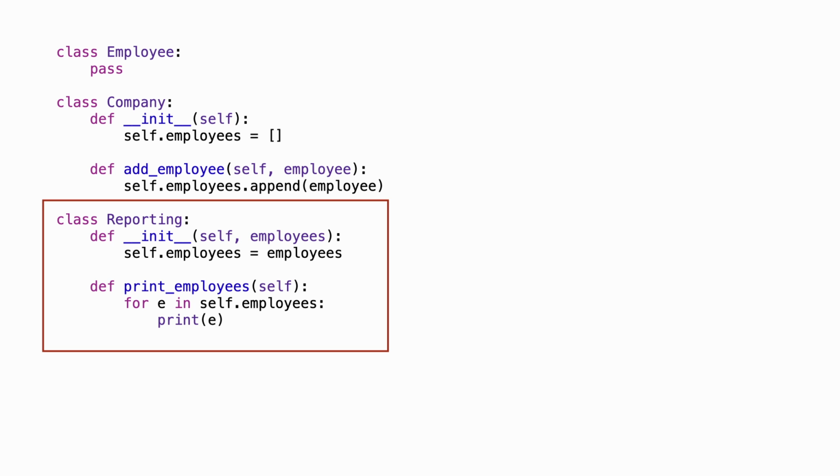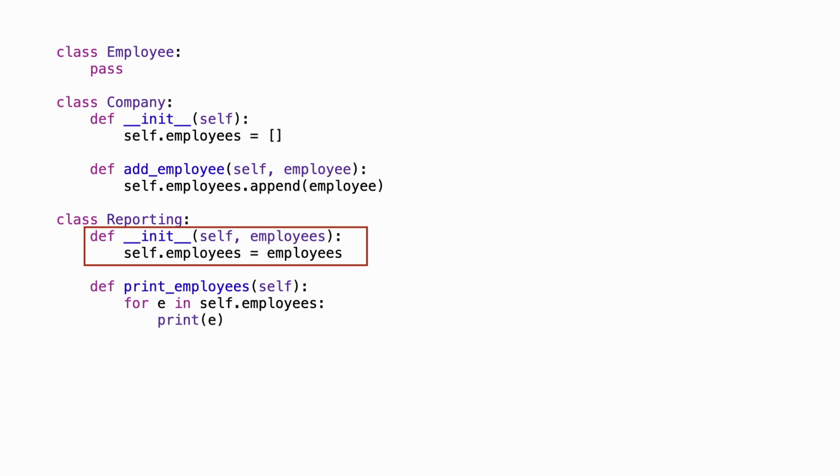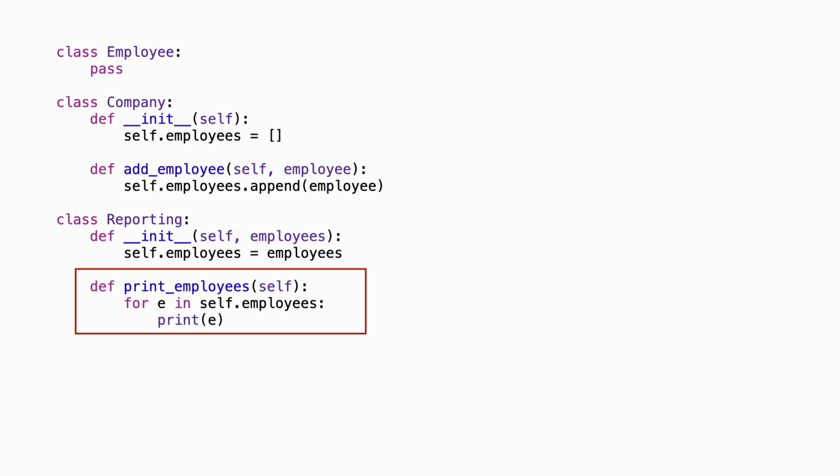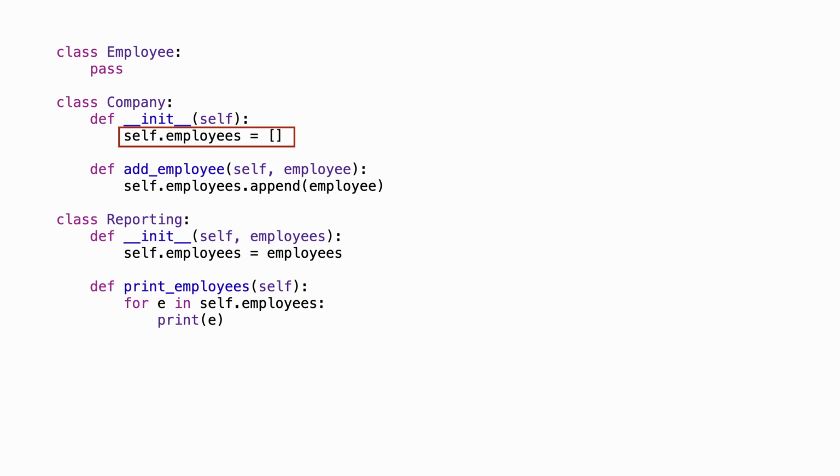Here is a third class, Reporting. It takes a list of employees as a dependency and has a printEmployees method. To create an instance of Reporting, a list of employees is needed. Since that list is in the Company class, Reporting instances can only be created in the Company class. But I don't want to associate the Company class and Reporting class.